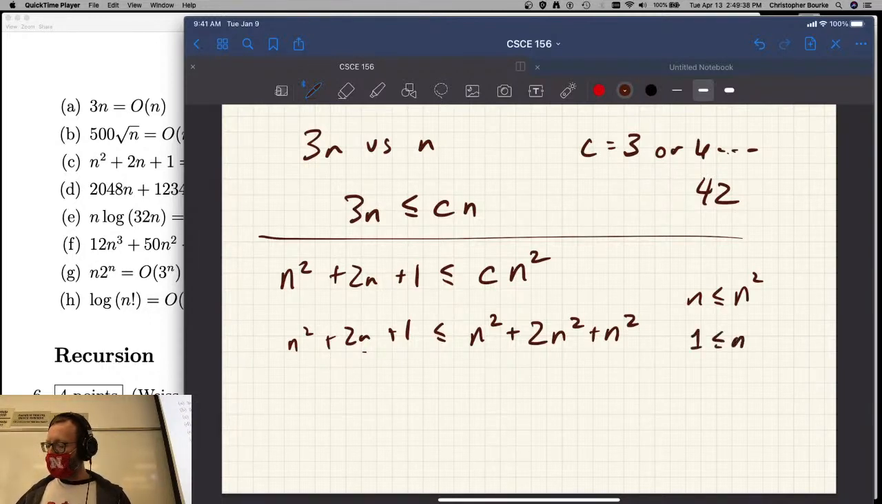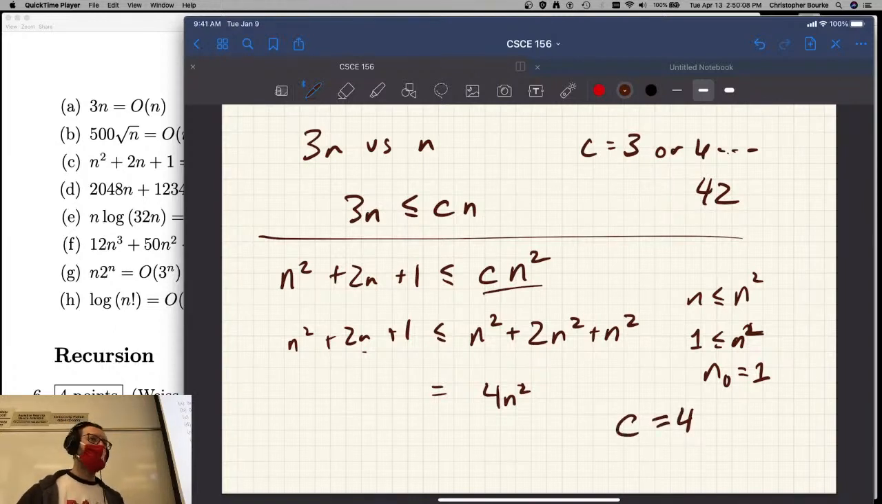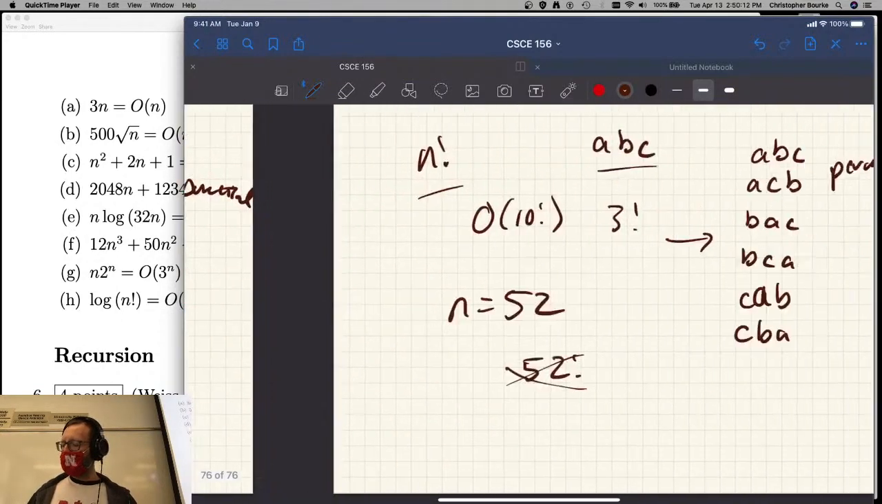And also, the third one is definitely true. 1 is less than or equal to n squared. Uh-oh, wait a second. Does that work for all n? For all n greater than or equal to 1. So here I'm going to have to adjust my n-naught. And this thing can be simplified by collecting all the terms into 4n squared, which looks like this up here. So for c being 4 and n-naught being 1, the inequality holds.